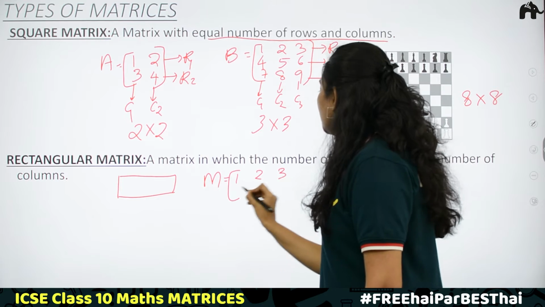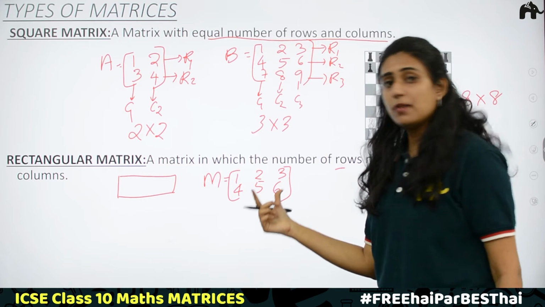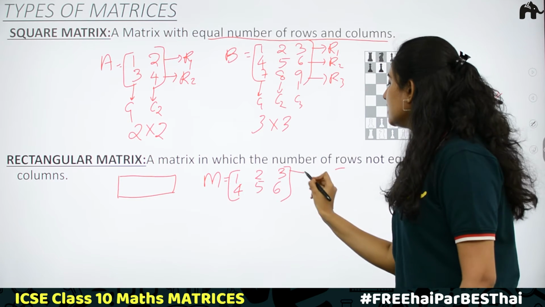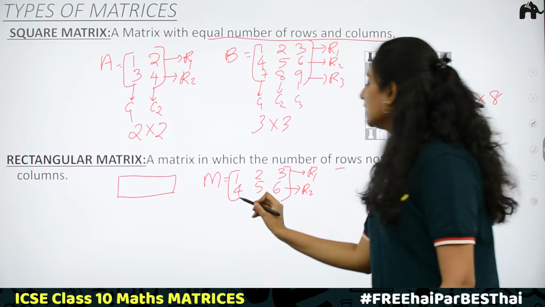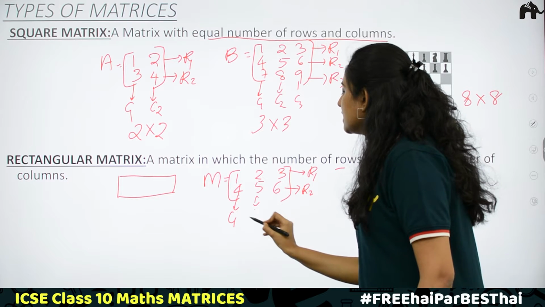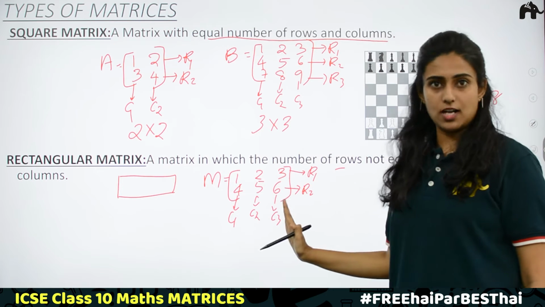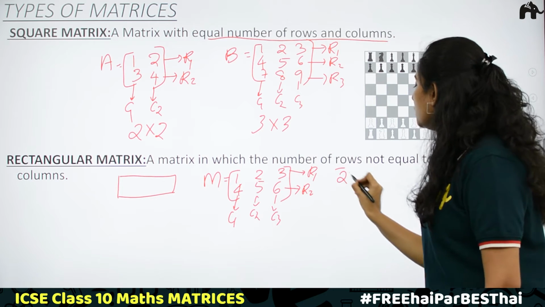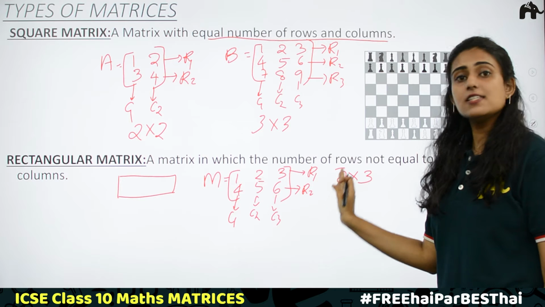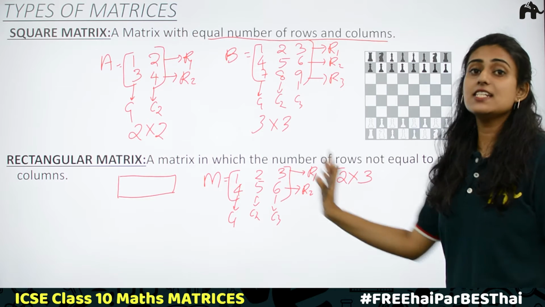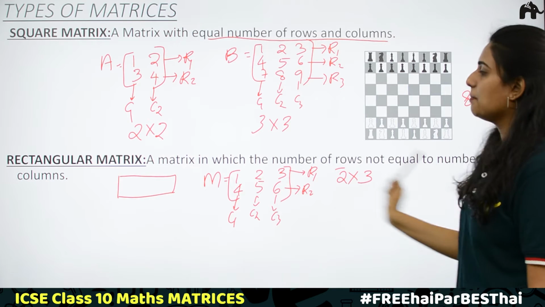1, 2, 3, 4, 5, 6. Here, what are the number of rows? First row. This is first row R1. This is second row R2. Number of columns? This is first C1, C2 and this is C3. Here we have 2 rows and 3 columns. The matrix is of the order 2 by 3. 2 rows, 3 columns. The number of rows is not equal to number of columns and hence it is a rectangular matrix. A matrix in which the number of rows is not equal to the number of columns.